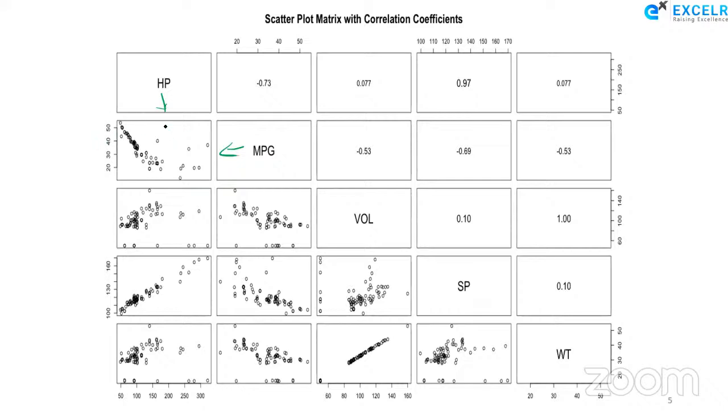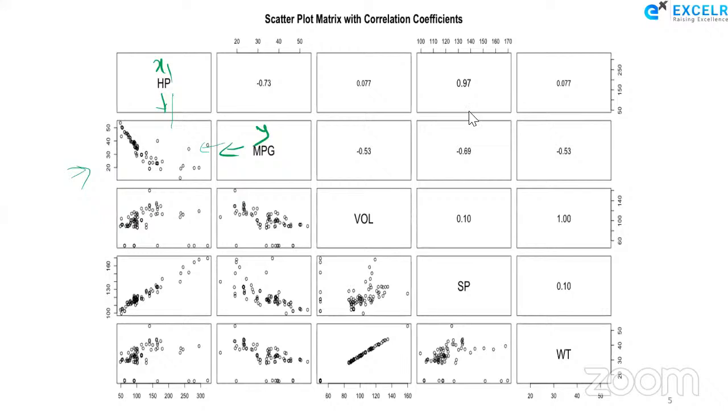If you look at the relationship between HP and your miles per gallon, what kind of relationship do you see? This is your input variable X1 and this is your output variable. If you see the intersection of this row and column, this is the graph which represents the scatter plot. What kind of relationship is there between HP and MPG? Can anyone tell me?